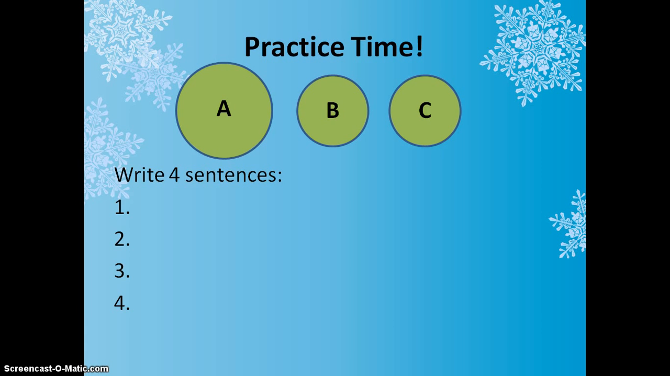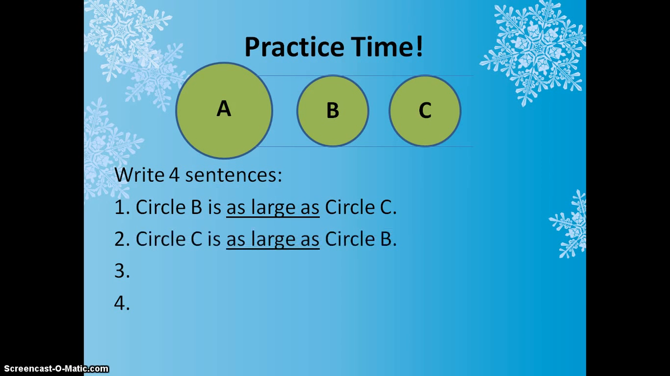All right, welcome back. Let's take a look at those sentences. What can we have for number 1? Well, if we look at the circles, we can see that B and C are the same size, but A is larger than B and C. So we'll start with comparing B and C, because this is the positive comparison. So we can say circle B is as large as circle C. We can also say circle C is as large as circle B.